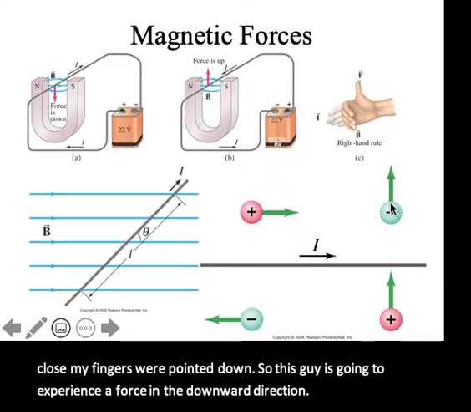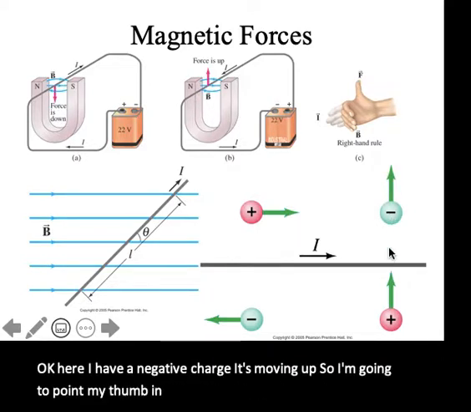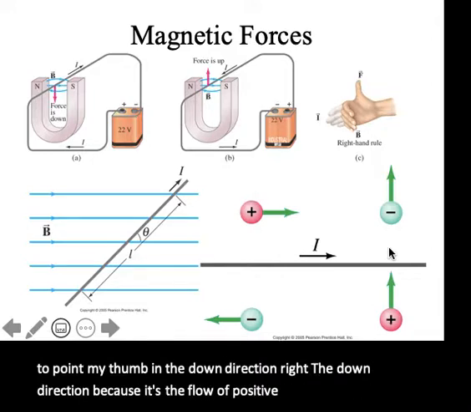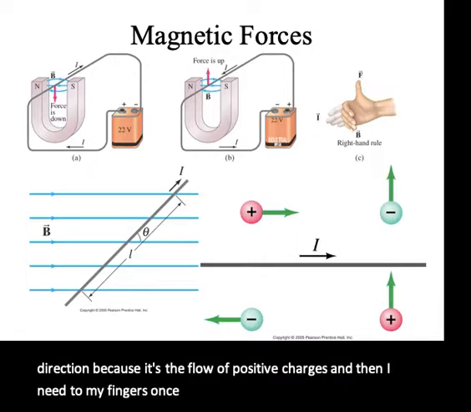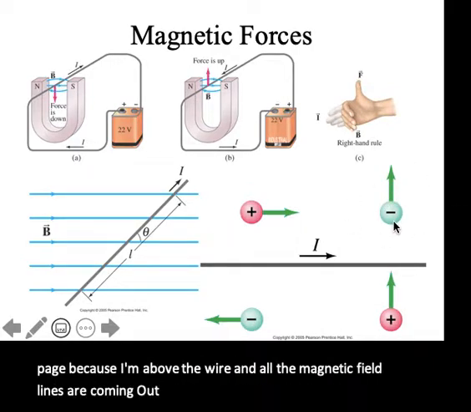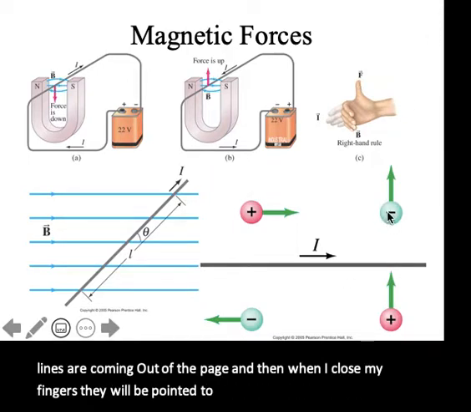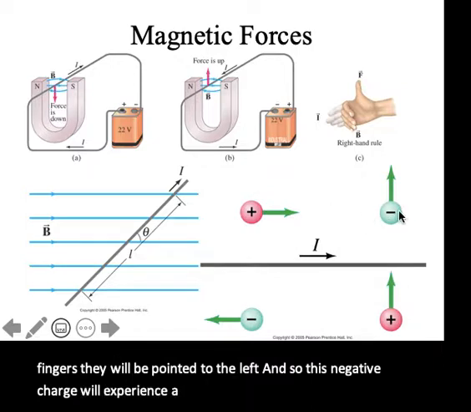Okay, here I have a negative charge that's moving up. So I'm going to point my thumb in the down direction, because it's the flow of positive charges. And then my fingers, once again, need to be pointing out of the page because I'm above the wire and all the magnetic field lines are coming out of the page. And then when I close my fingers, they will be pointed to the left. And so this negative charge will experience a force that's to the left.